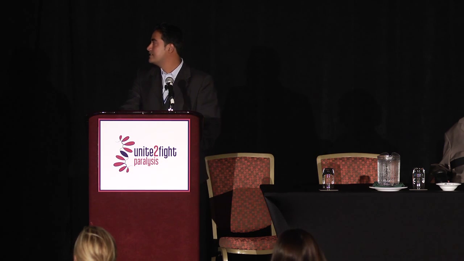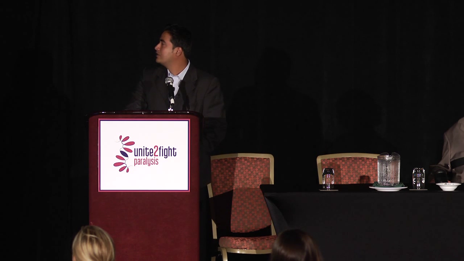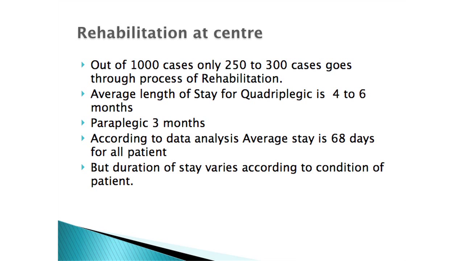Every year we record more than 1,000 cases on average. Out of that, 250 to 300 cases only go through the process of rehabilitation. The average length of stay for quadriplegics is 4 to 6 months. For paraplegics, it's 3 months. We have done a data analysis for the fiscal year, where we found the average rehabilitation stay is 60 days for all patients. But the duration of stay varies according to the severity of injury and the condition of the patient.